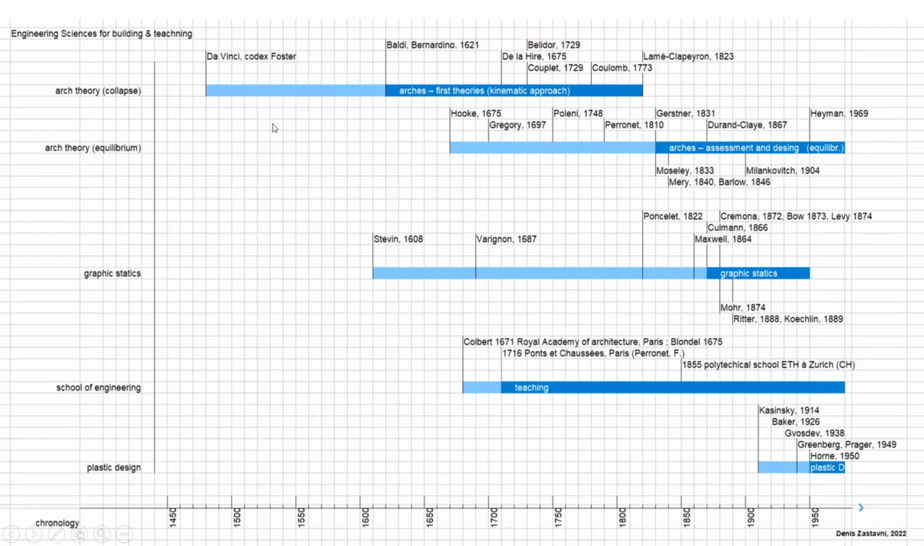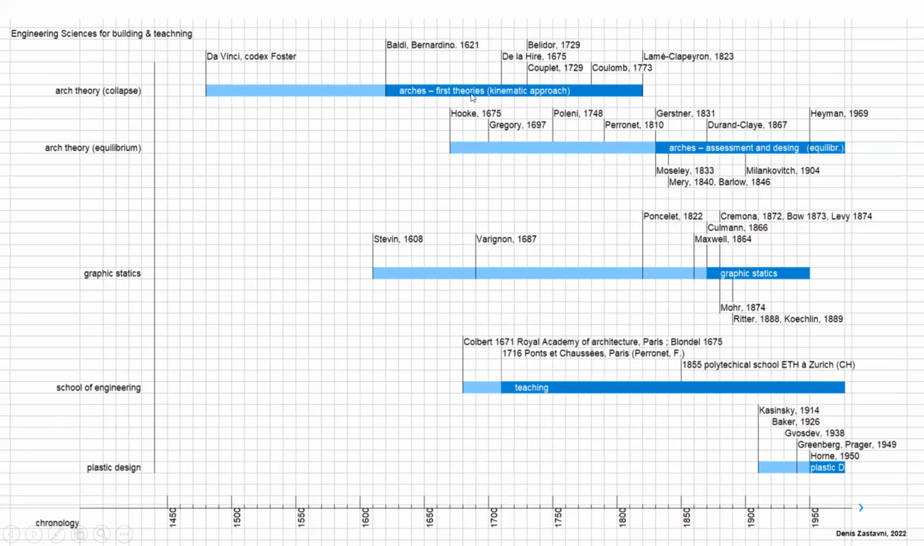So to enter into detail, you see that Leonardo da Vinci will be the first to tackle the question of the arch theory, as he will be the first also to tackle the issue of the beam assessment. And you will have to wait a long time, until another researcher, Bernardino Baldi, in 1621, one century later, to enter into this question.